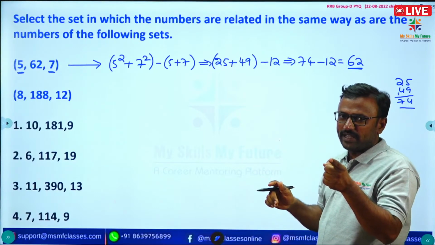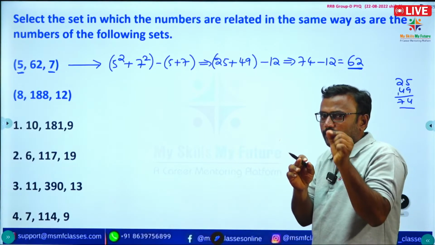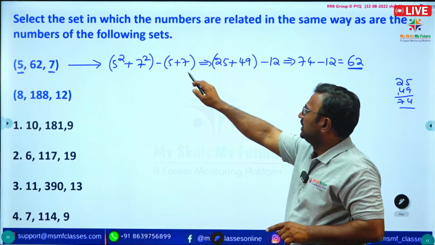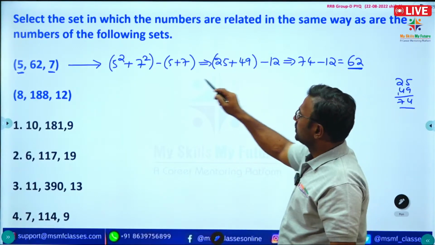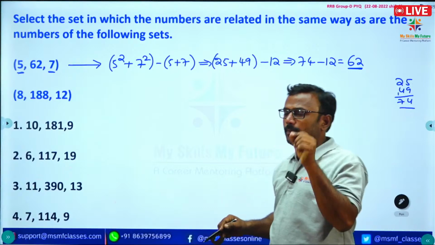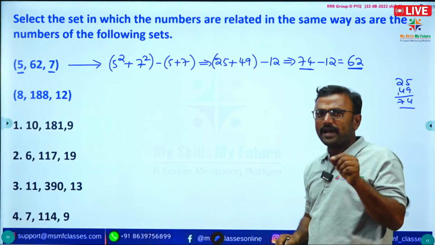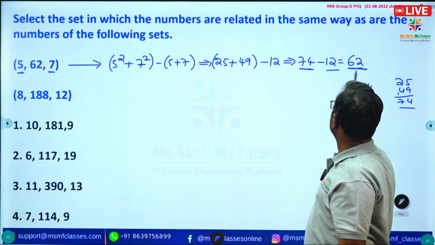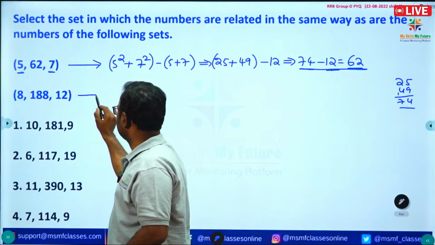First number square plus second number square, subtracted with the sum of the first number and second number. So 5 square 25 plus 7 square 49, 25 plus 49 is equal to 74, minus 5 plus 7, 12. So we get the resultant value 62. Similar logic is here, see here.